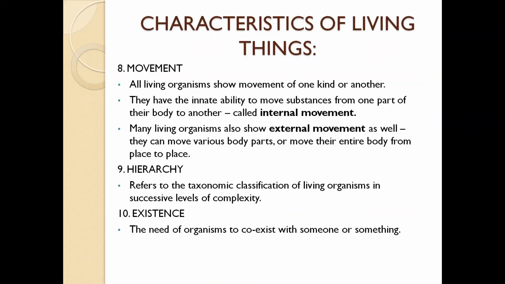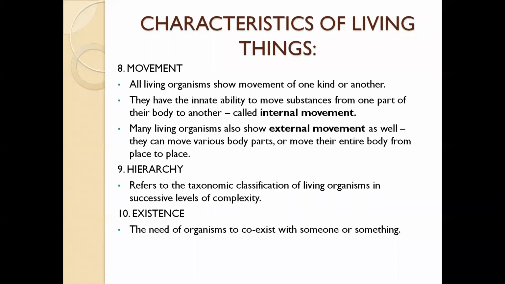Okay? So the last three, movements. So we have two types of movement, internal and external. Internal mostly happens through plants. Kunyari, from the roots, they are able to move nutrients from the roots to the leaves. So that happens internally, kaya it's called internal movement. Alright? Like external movement naman, it happens to us, humans, and animals. So we can move our limbs, arms, and various body parts.